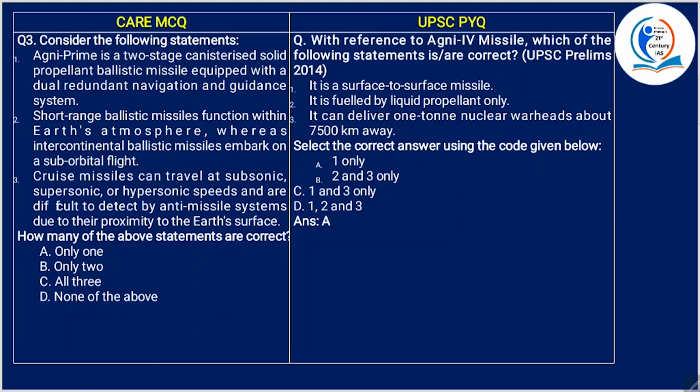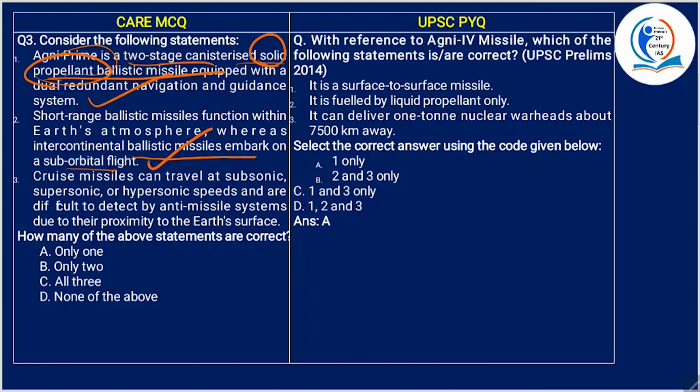Okay, now consider the following statements. Agni Prime is a two-stage canisterized solid propellant ballistic missile equipped with a dual redundant navigation and guidance system. This is right. Two stage is correct. Solid propellant is also right. So this is the catch. Sometimes they will give you two stage, everything will be fine, but they will say liquid propelled missile. That is wrong. It uses solid propellant. Now, short range ballistic missiles function within Earth's atmosphere, whereas intercontinental ballistic missiles embark on a suborbital flight. This is also correct.